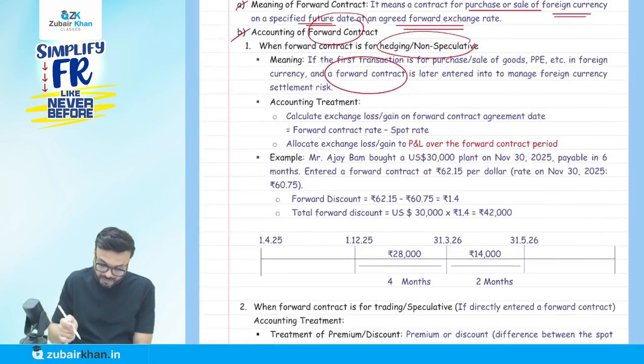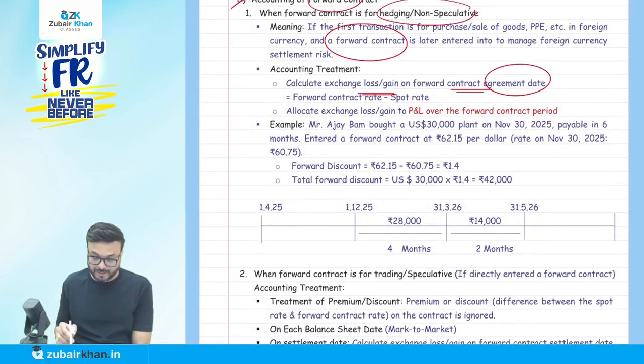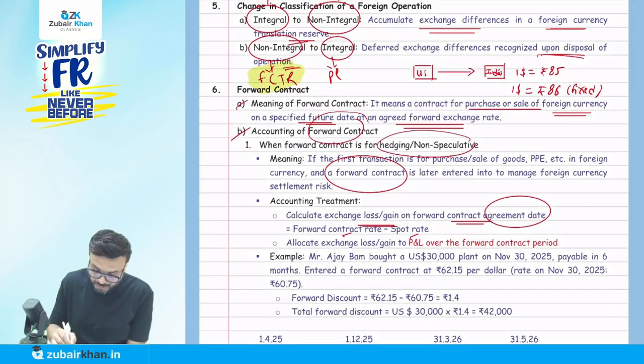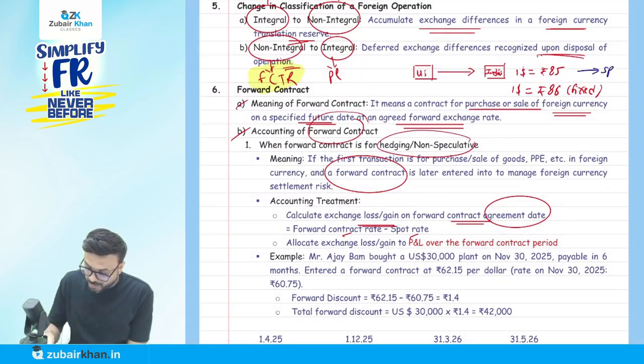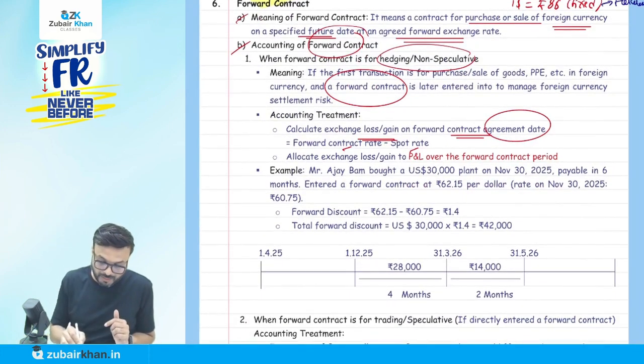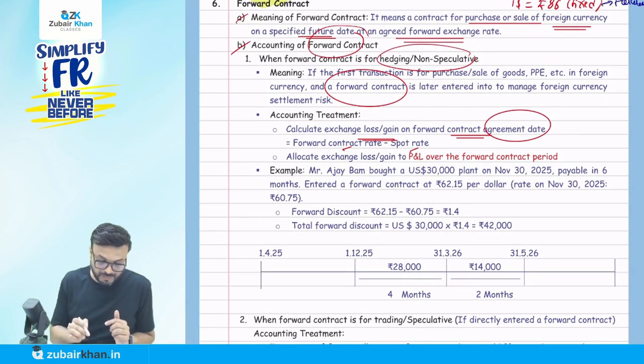So you can see that now they say here, calculate exchange gain or loss on the forward contract on the agreement date. So the forward contract rate minus the spot rate. Spot rate means what is the rate today that we have? This is the spot rate, and this is the forward rate. So they say forward rate minus spot rate. Okay, so we have a loss here that will be recognized in P&L over the life of the forward contract.